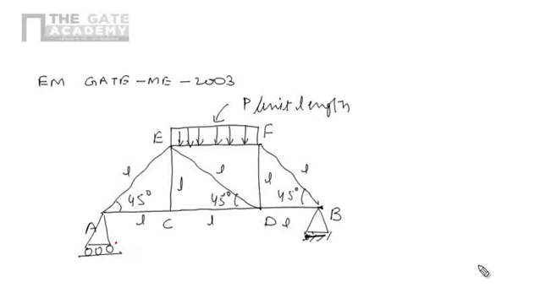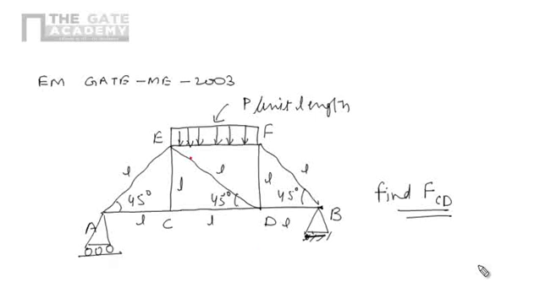Now we have to find out the force in member CD. So we have to find out the force in member CD. And I am again repeating this question. This is the given truss here. The length of each member is L. A is supported by a roller support, and B is supported by a hinge support.